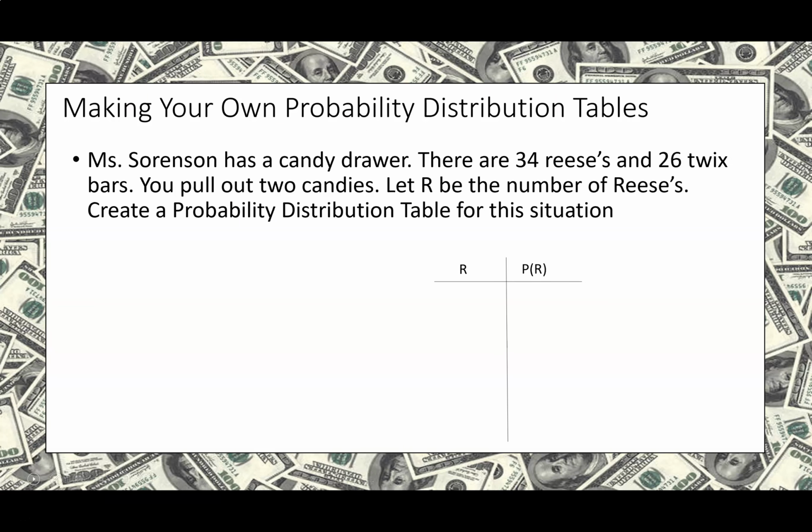All right, Ms. Sorensen has a candy drawer. There are 34 Reese's and 26 Twix bars. You pull out 2 candies. Let R be the number of Reese's and create a probability distribution table for this situation.